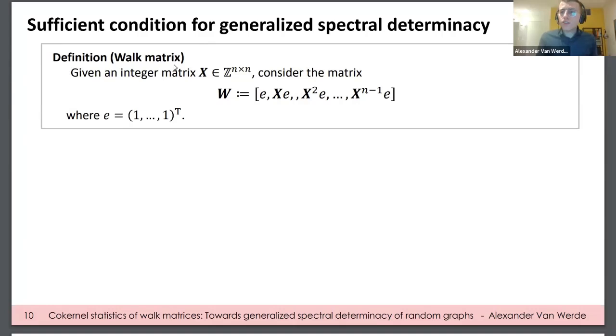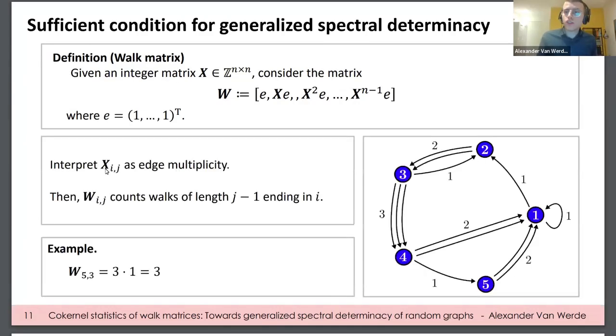Now, the name walk matrix is because if one interprets X as, say, an adjacency matrix, or perhaps counting edge multiplicities, then Wij counts the number of walks of length j-1 ending in vertex i. So for instance, if one takes this directed graph here, and one uses conventions like I said here, then for instance in vertex 5, there's 3 walks of length 2, and hence W53 is equal to 3. So this matrix has some combinatorial interpretation, which explains the name, but I will not necessarily need that specific interpretation in my talk.